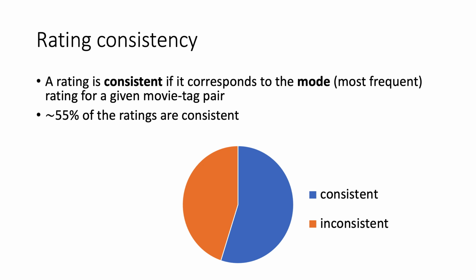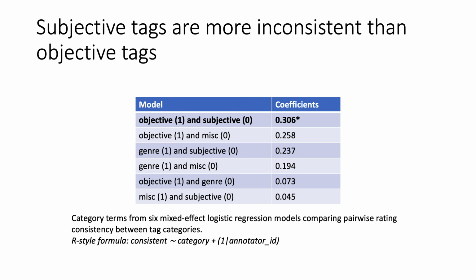The key concept of this paper is rating consistency. We consider a rating to be consistent if it is consistent with the mode rating for a given movie tag pair, and around half of our ratings were consistent. Next, we wanted to find out the difference in inconsistency between different tag categories, and to answer this question, we ran multiple pairwise comparisons. We also adjusted our p-values with Bonferroni correction to avoid false discoveries.